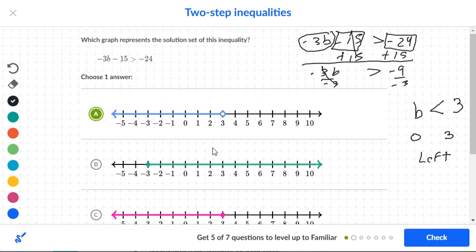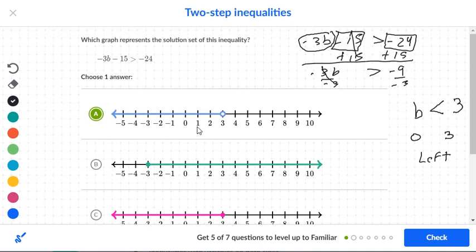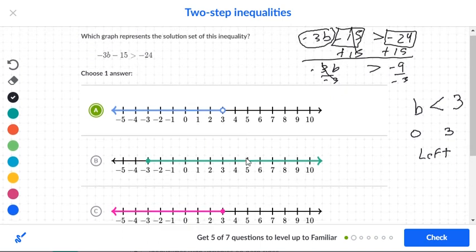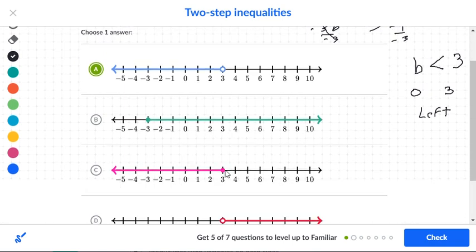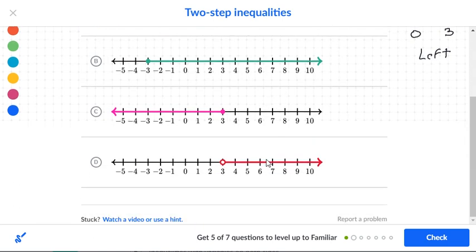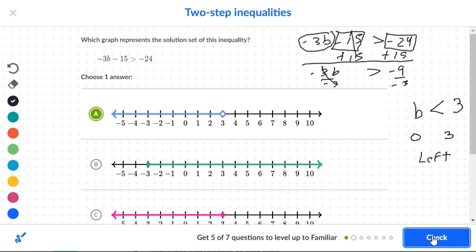So it looks like A would be my best choice. B would be no good because it's not even a positive 3, it's a negative 3. C would be no good because you got a solid circle. This doesn't have the line underneath, doesn't have the equal to sign there, so it's not C. And D, it's an open circle, but it's going in the wrong direction. So A would be our best choice.